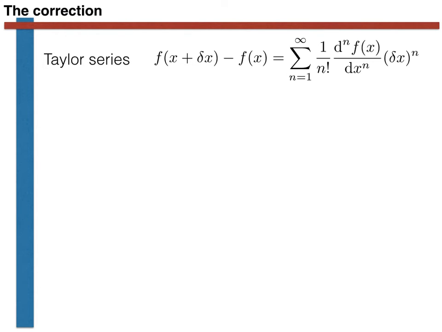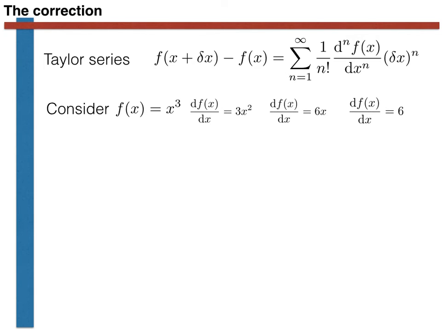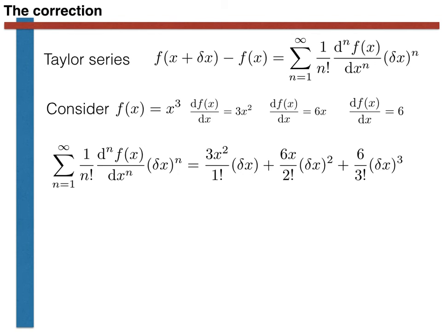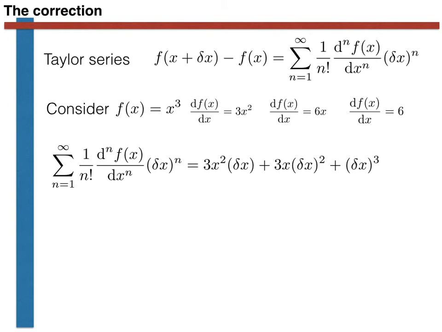Let's now convince ourselves that this equality is true by considering the function f of x equals x cubed. The first derivative of this is 3x squared, the second derivative 6x, the third derivative 6, and all higher derivatives are 0. When we substitute all this into the power series on the right-hand side of the equation, we thus get the equation shown here. Furthermore, when we remember that 1 factorial is 1, that 2 factorial is 2, and that 3 factorial is 6, this then reduces to the equation shown here.